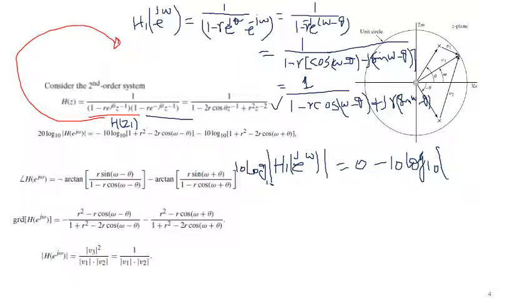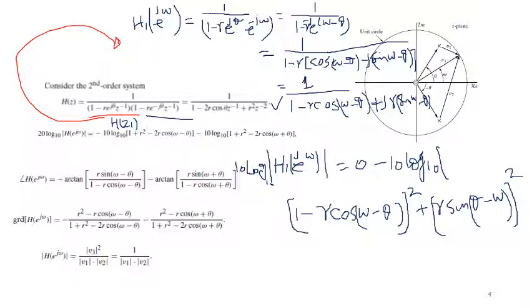The magnitude of this one is real squared plus imaginary squared. So the real squared is (1 minus r cos(ω−θ)) squared, plus the imaginary squared, which is (r sin(ω−θ)) squared. Let me write it here. I am just taking the magnitude of this one first.